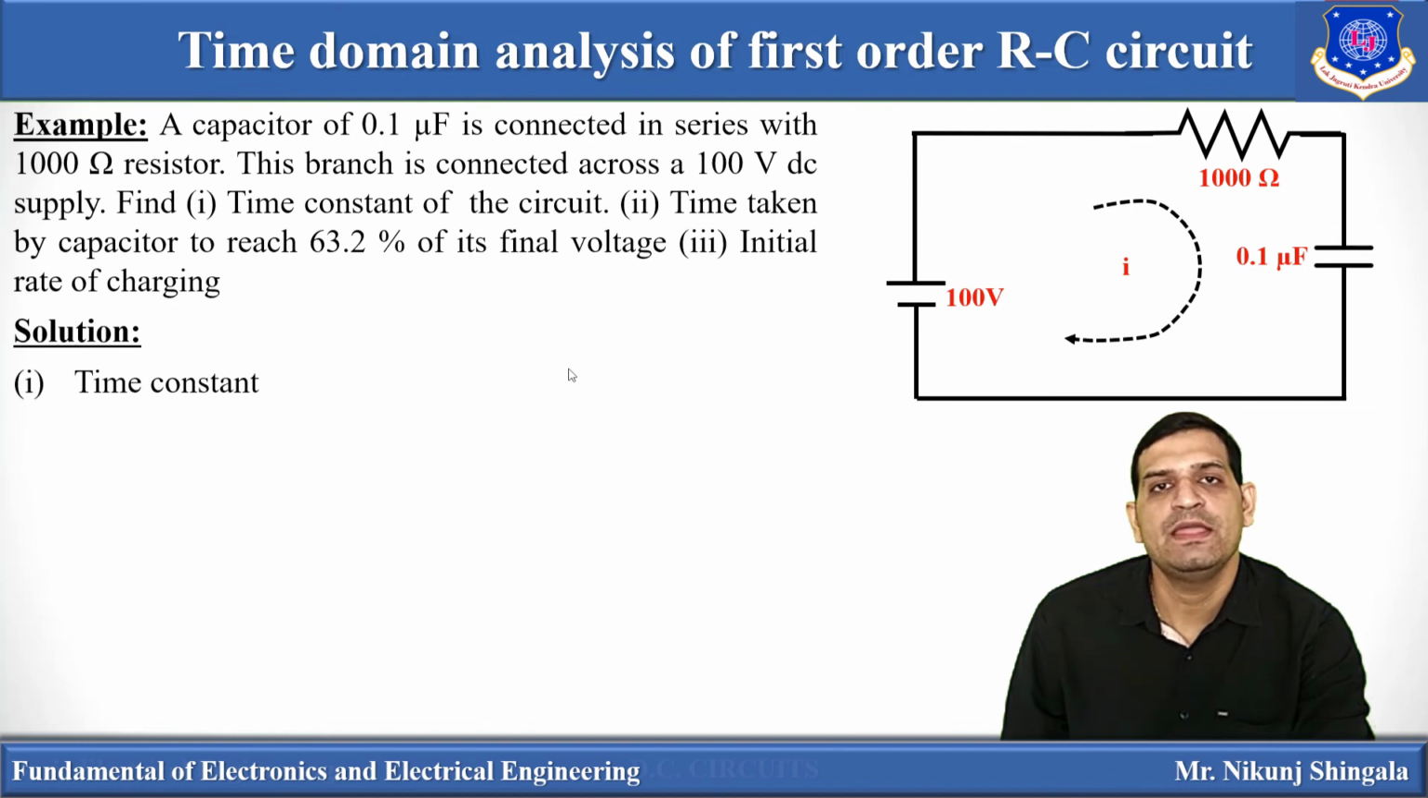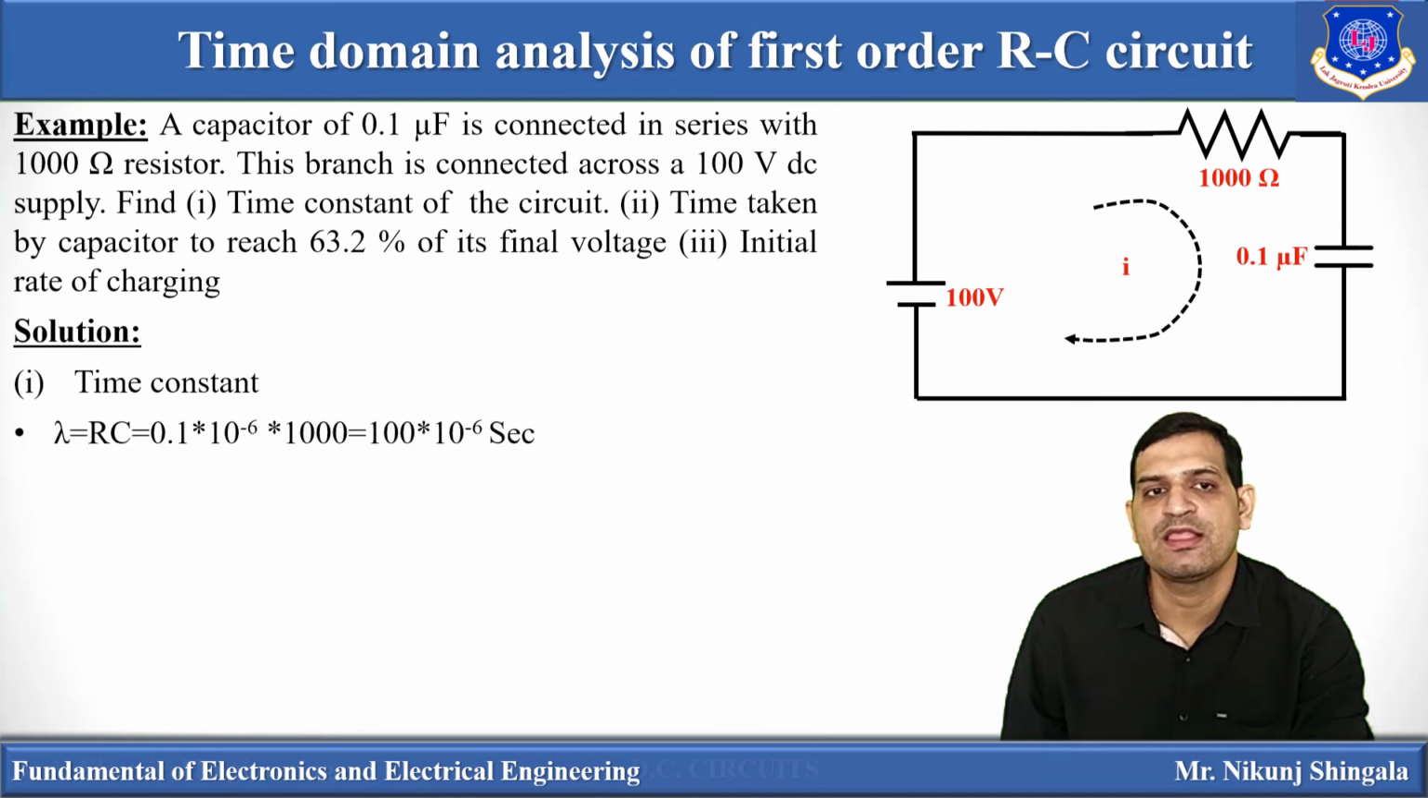So taking first one, time constant. Now we know time constant is a product of resistor and capacitor, which is denoted by lambda. So lambda is equal to RC, and the value of capacitor is 0.1 into 10 raised to minus 6 into 1000. So we are getting 100 into 10 raised to minus 6 second. This is the time constant of the given circuit.